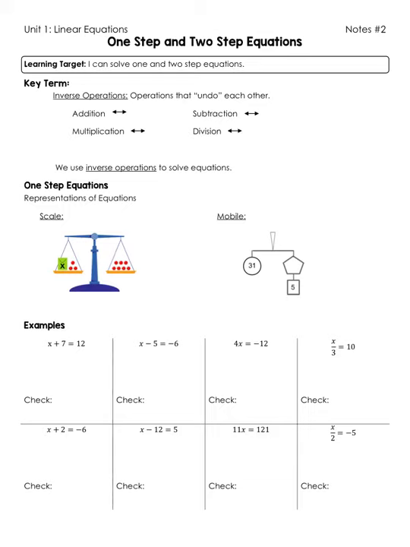Hi, Algebra 1. Welcome to the video for notes number 2, 1 and 2 step equations. We're still in Unit 1, and our learning target today is I can solve 1 and 2 step equations.